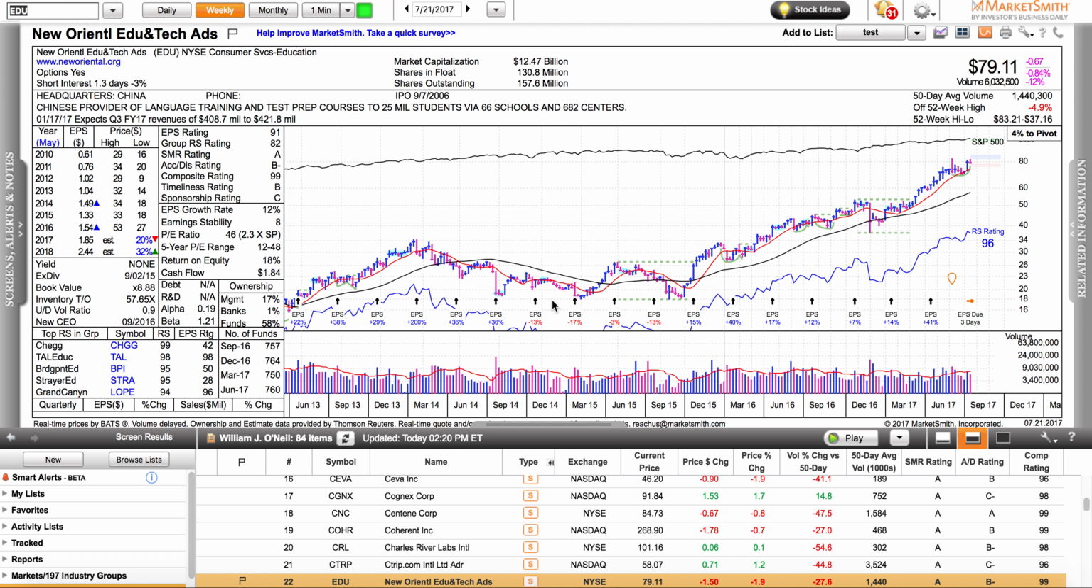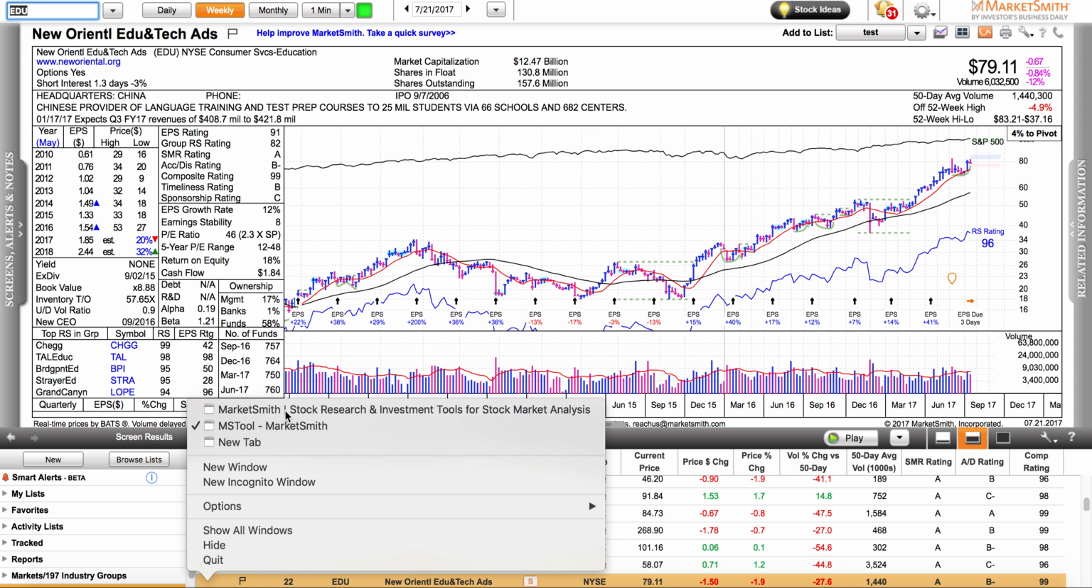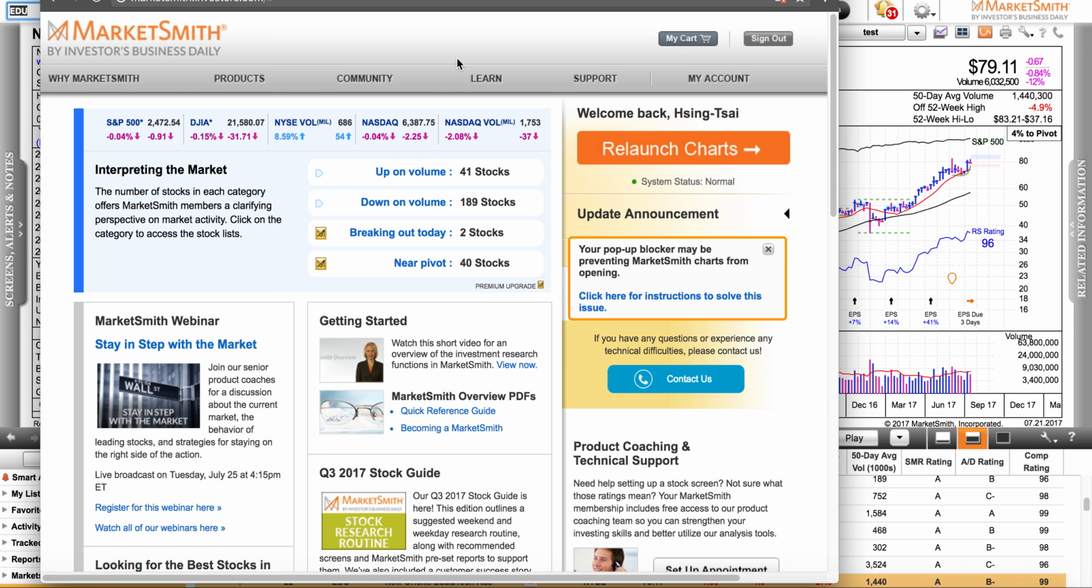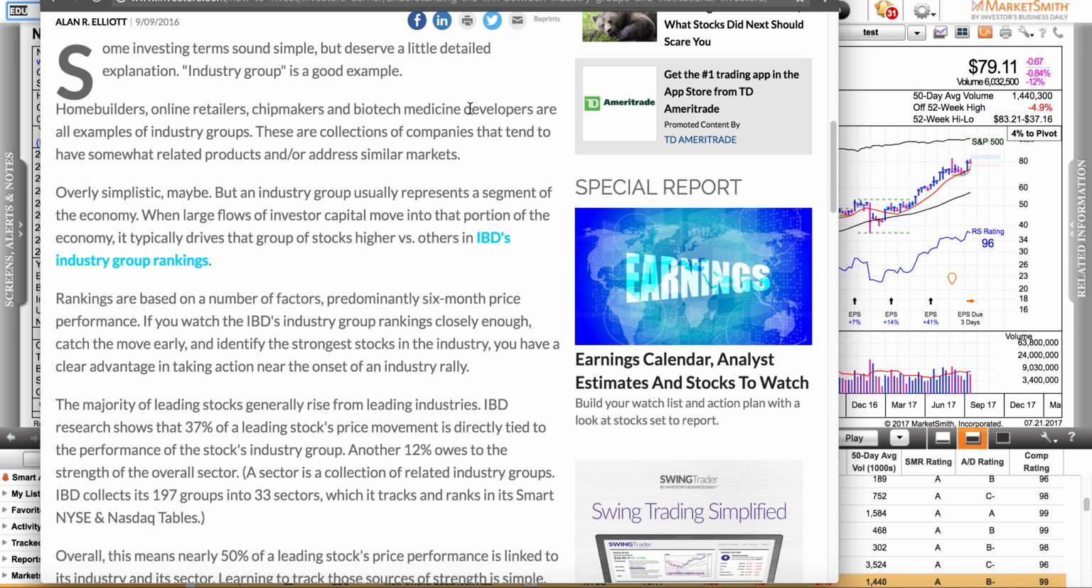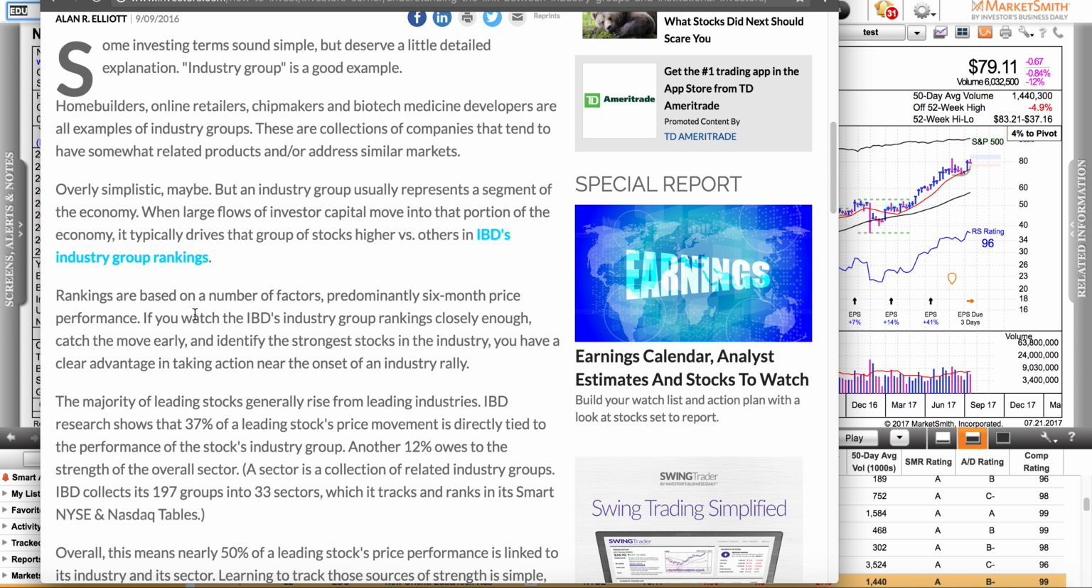Just want to do a quick video about how to use Marketsmith for scanners. Now, one of the reasons why we use Marketsmith is if you look on the IBD, which is being offered by the Investors Business Daily, we want to look at the best industry groups to see where the money is actually flowing. One of the reasons why is the rankings, which are based on a number of factors, is based on the 6 month price performance.